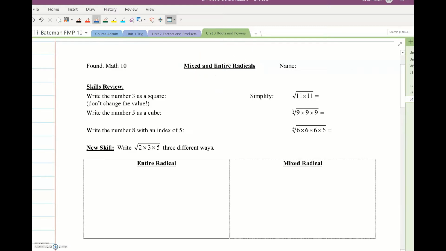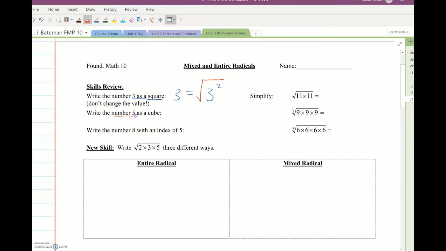So a couple of things, skills review: write the number 3 as a square. So if I have 3 and I am saying it is 3 squared, well, that's not true. How can I make that true? I can make it true if I cancel out this square, and I would cancel it out by doing the opposite, which is square rooting. Okay, so just a little trick there.